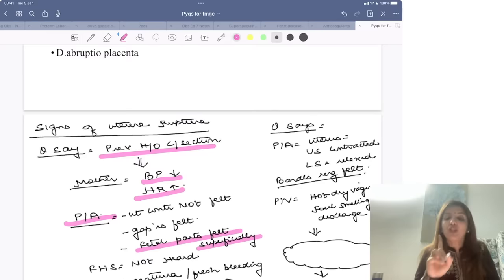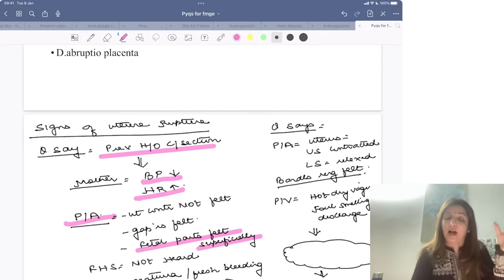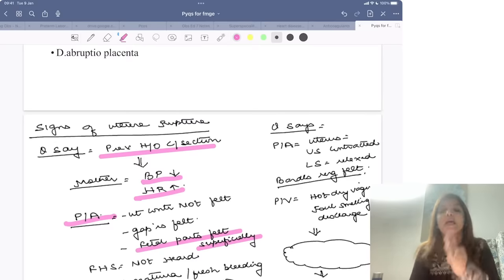Please remember, जब भी question ये कहे कि previous history है cesarean section की and mother में vaginal delivery करा रहे थे हम and now mother is going into shock, mother की heart rate increase हो रही है, mother का BP decrease हो रहा है, per abdominal examination में fetal parts are felt superficially. It means कि uterus rupture कर गया है. तभी fetal parts superficially felt हो रहे हैं and that is why mother has gone into shock.